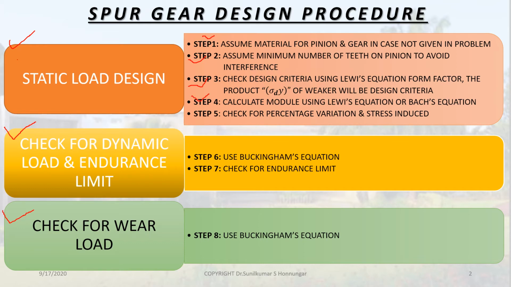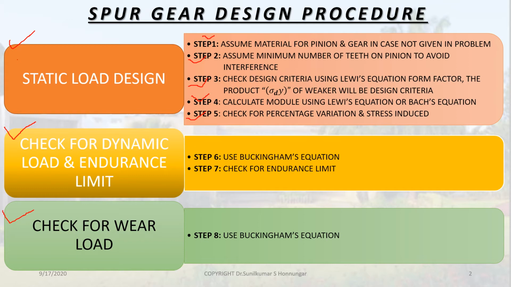The last step in static design is a check for percentage variation and stress induced. What do you mean by percentage variation? There is one ratio, the difference between RPM and diameter ratio to the RPM, that has to be less than or equal to 1%. Sometimes if there is a mismatch, the driver is going to be rotating faster or the driven is going to be rotating slower, so there will not be proper proportion, that is, the law of gearing will not be met. In that context you have to verify. Being a designer, of course most of the books will not tell this, but being a professional, you have to do this properly.